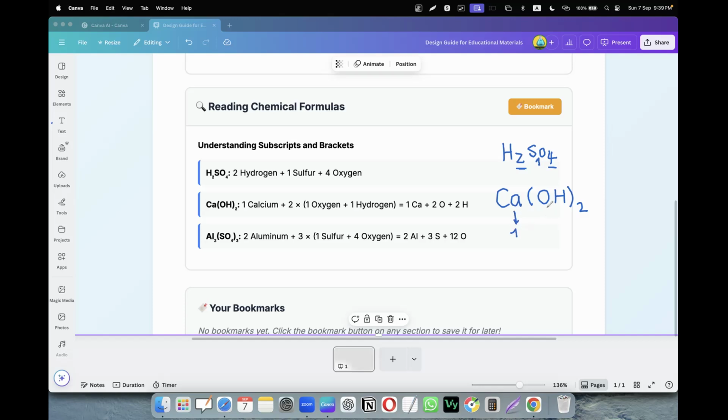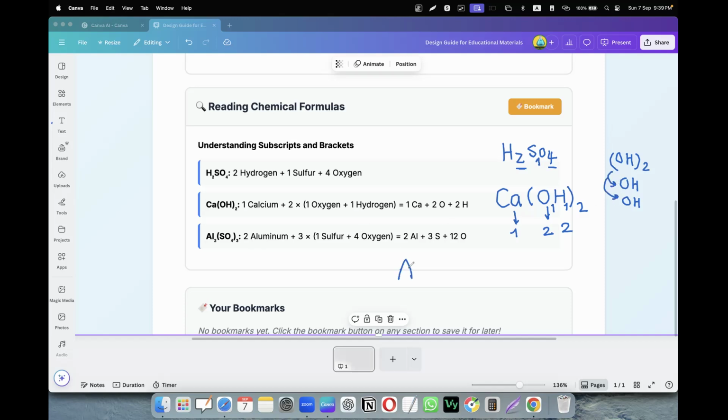I have 1 calcium. I have 1 oxygen, but this 1 is multiplied by 2, so the total is 2 oxygens. And I have 1 hydrogen, but this is multiplied by the number in the bracket outside, so I have 2 hydrogens. So (OH)2 actually means I have 2 OH's like that.